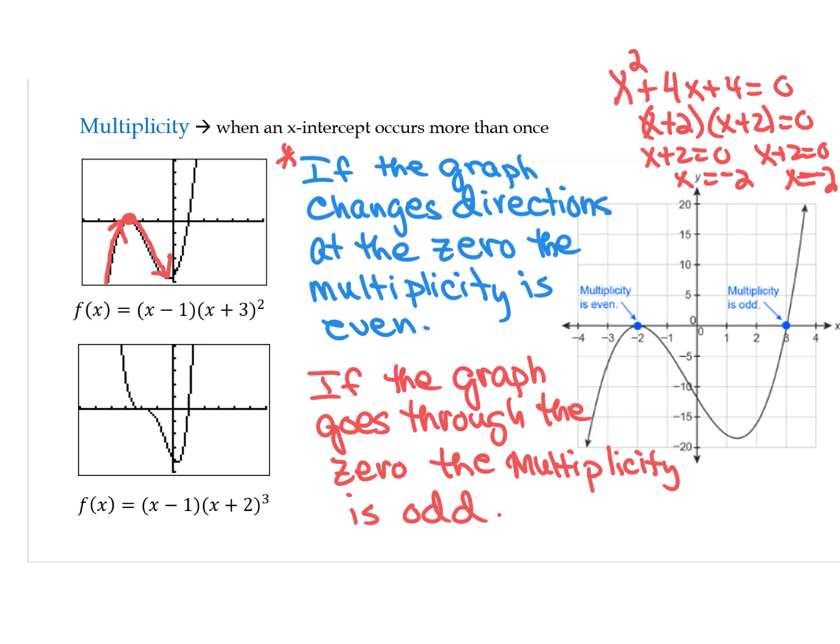All right, if the graph goes through the 0, the multiplicity is odd. And an example of that would be this 0. The graph is not changing directions, it's going through that 0. So that means your multiplicity is odd. If you have odd multiplicity, that means it could be a multiplicity of 1, a multiplicity of 3, and so on.